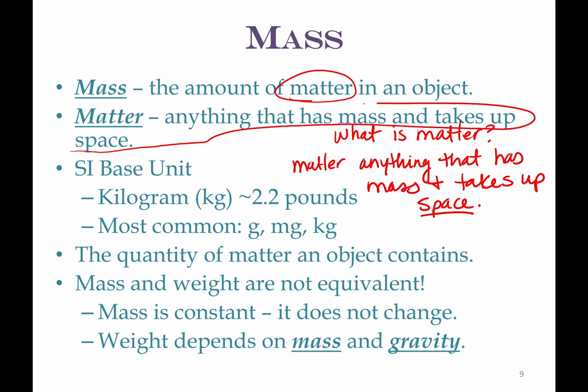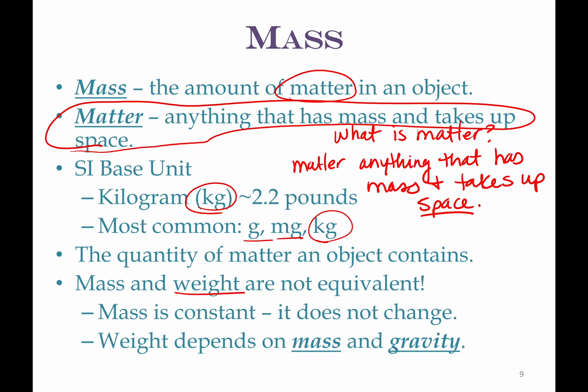The SI base unit is the kilogram, but most commonly we use the gram and the milligram in lab. Unless you're working in an industrial lab, you might make things on a larger scale and be using stuff like the kilogram. So the quantity of matter an object contains is going to be the mass of that object.